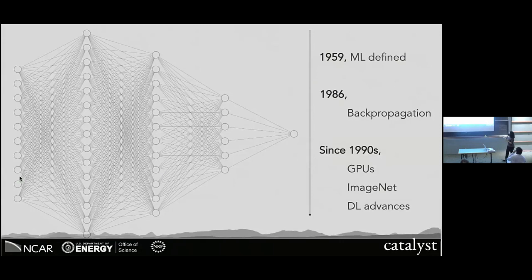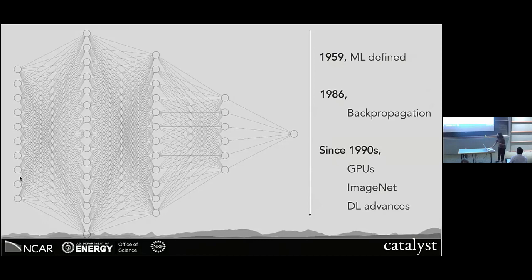We are here today because there's been a lot of progress in machine learning and specifically in deep learning. Machine learning was really defined back in the 1950s. It's been around for quite some time; this is not something new. There have been several advances over the years, but recently, with GPUs and the development of very large, high quality datasets that are labeled for supervised learning, which was defined in an earlier talk, we've really seen a lot of advances in deep learning. Some of these have also helped us in the earth sciences.